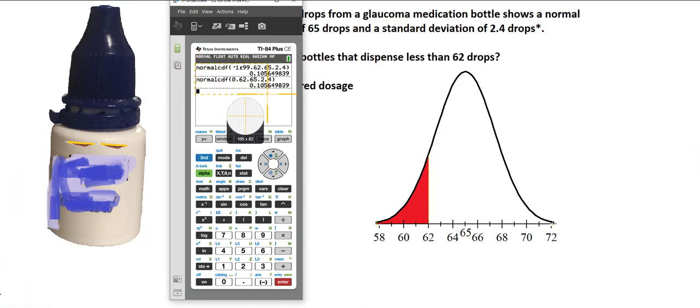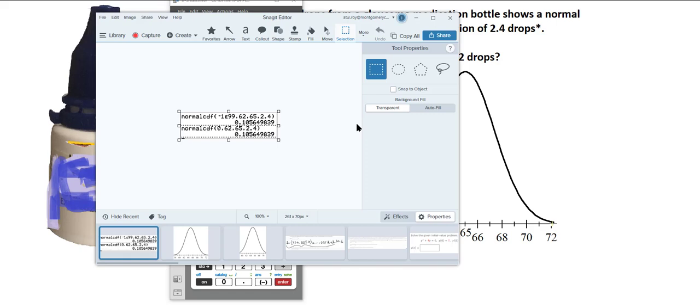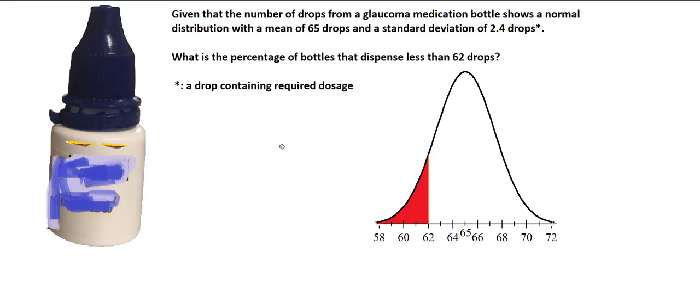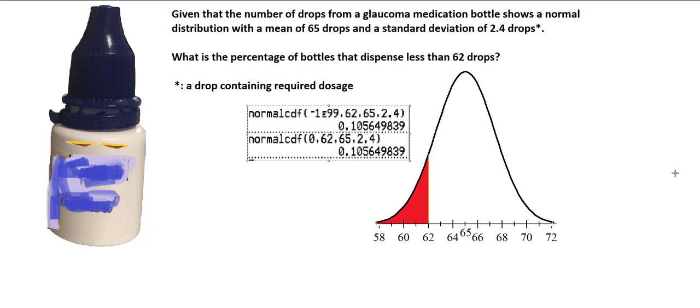All right, so what we got is that this area here is simply 0.1056, which means that 10.56% of the bottles would dispense 62 or fewer drops.